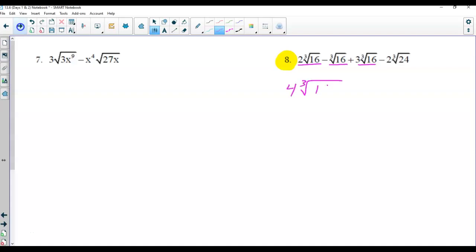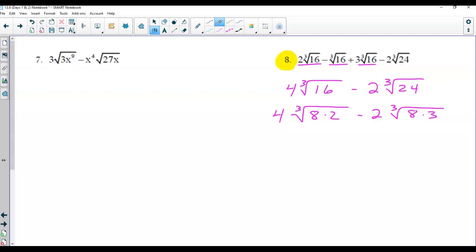And they are cubed roots of 16 minus 2 cubed roots of 24. Well, these are cubed roots, so now I need to pull out perfect cubes. So I'm thinking, all right, 4, that perfect cube of 16 is 8 times 2 minus 2, and I can see that 8 times 3 in there. Well, what's going to happen? This 8 is going to come out, and it's a 2 times the outside number. This 8 is going to come out, and it's a 2 times that number. So I know 2 times 4 is 8, and that's a cubed root of 2.